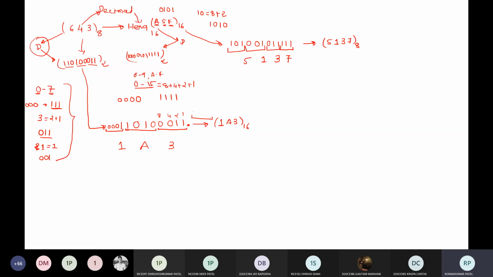Just think, if you tried to do this via decimal, how difficult it would be. You would need to convert into decimal, then decimal to hexa. It will take time, but this is now easy and can be done quickly.